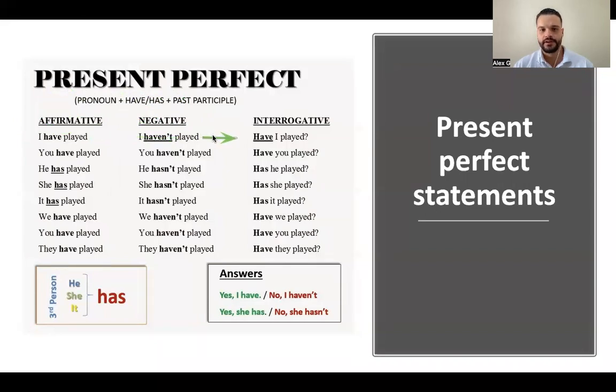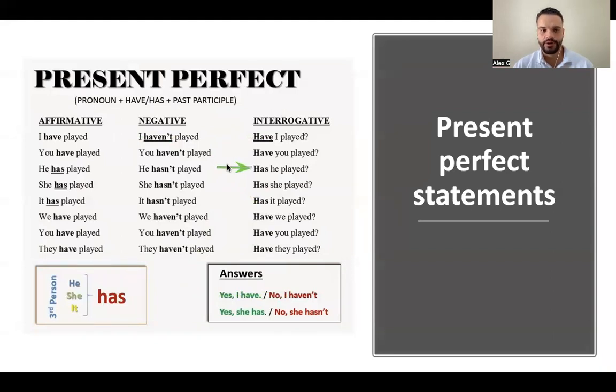And in the interrogative, it's going to be "have I played?" Make sure that you are inverting the subject and the auxiliary when you're asking yes and no questions. For all of these yes and no questions, we always answer "yes, I have" or "no, I haven't," always using the same form of have.